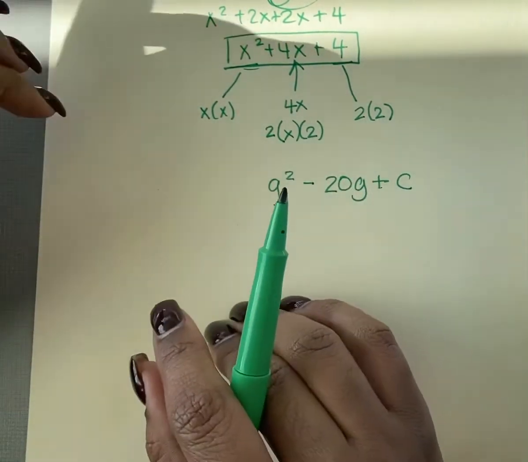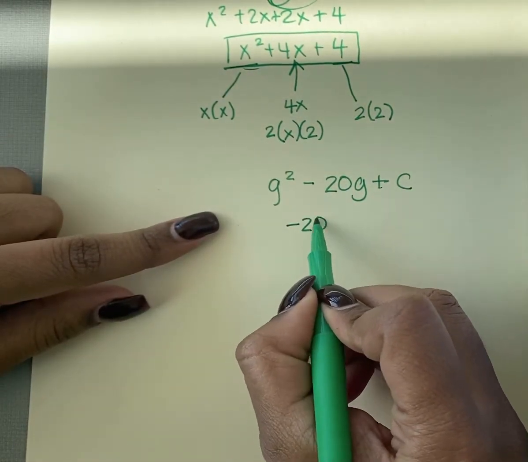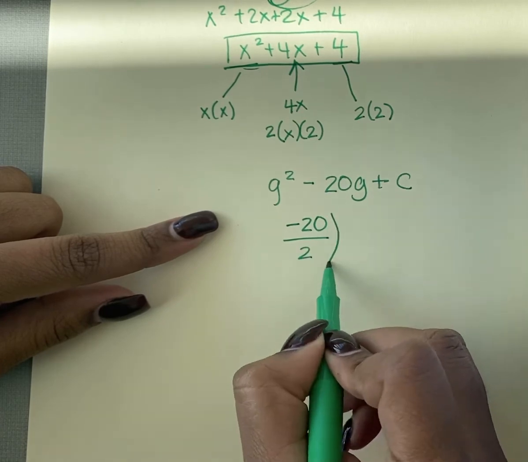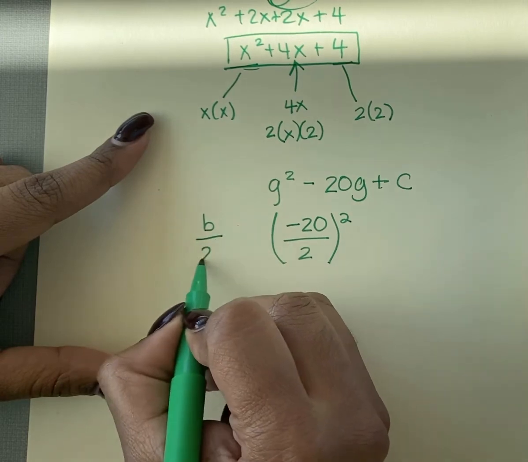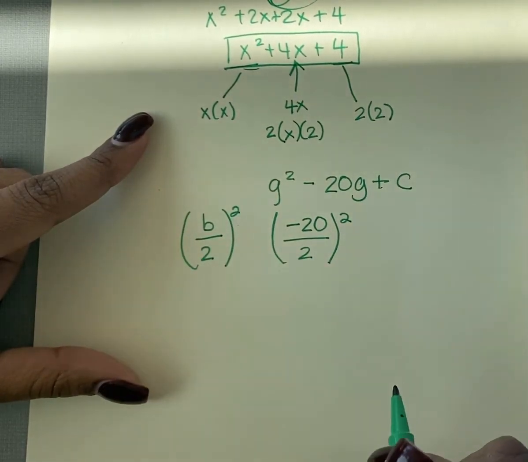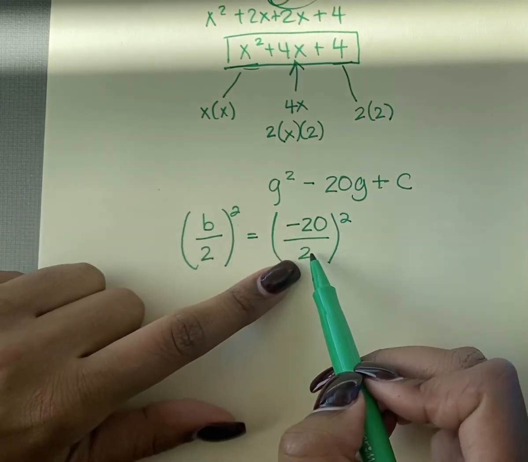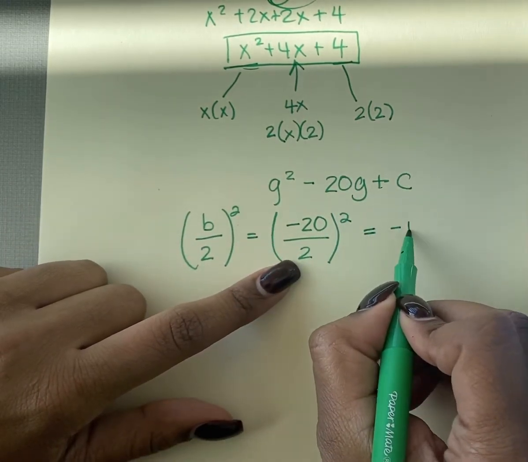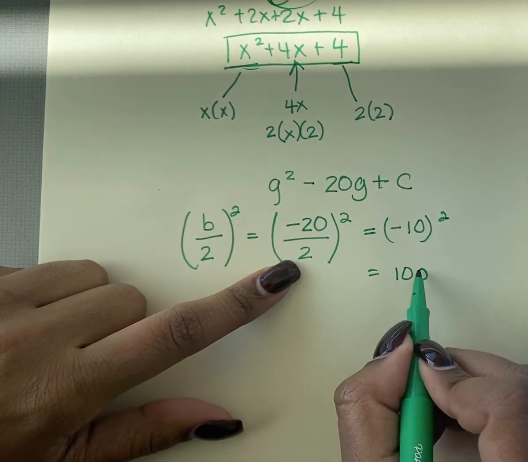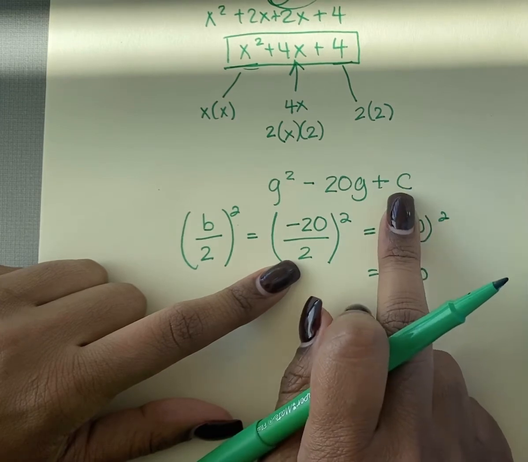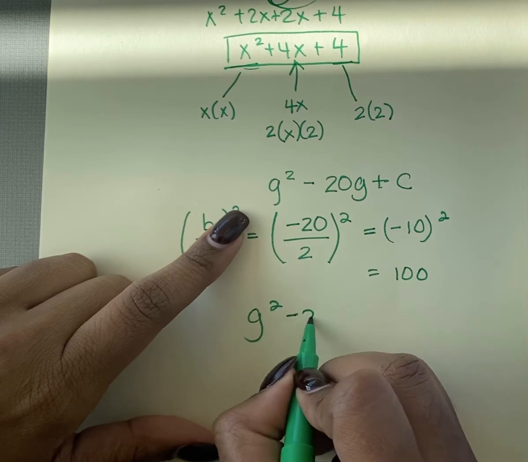And so the process is always going to be the same. You're going to take b, in this case it's negative 20. You're going to divide it by 2 and square it. So always take b, divide by 2, and square it. Okay, and so in this case, b is negative 20 divided by 2 and square it. So this is really negative 10 squared, which is 100. So if I add 100 to this expression, it will make it a perfect square trinomial, right?